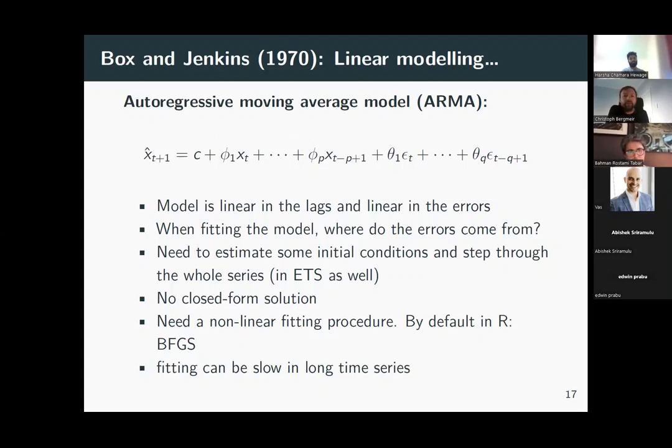So another very important method is the autoregressive moving average, or ARMA method. So here you basically have a linear model where you take your current observation, x at time t, and go back to x at t minus p plus 1. So this is like your input window. You just have a linear model over this input window that you shift through the series. And then you also have a linear model over the errors that you made over the last observations.